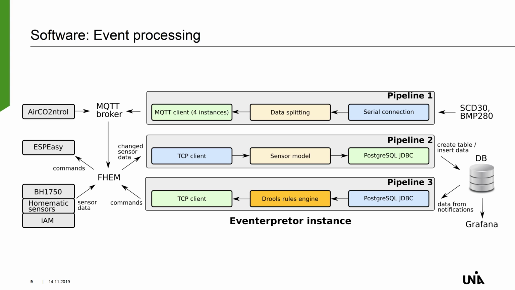This processed data is used as the facts of the rules engine. The output of the rules engine are the commands that are required to control the different LED stripes. These commands are sent to FHEM, which sends them to the ESP8266 controllers.